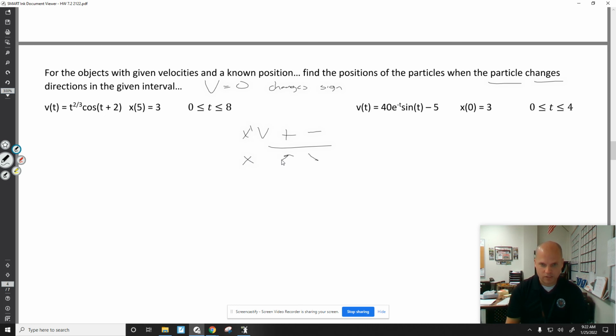Because we remember if velocity, which is x prime, goes from positive to negative or negative to positive, x will go from increasing to decreasing, or what we like to call it now, from right to left if we're talking about on a straight line. So it's this 0 where we're going to change directions. So we're going to find the zeros.